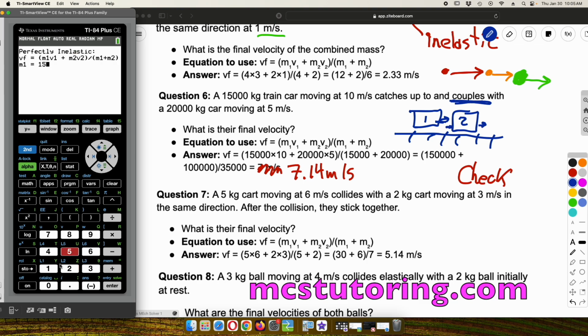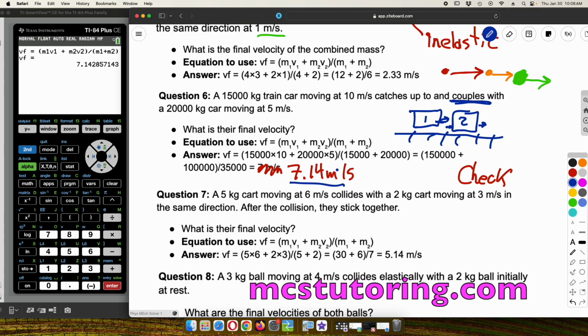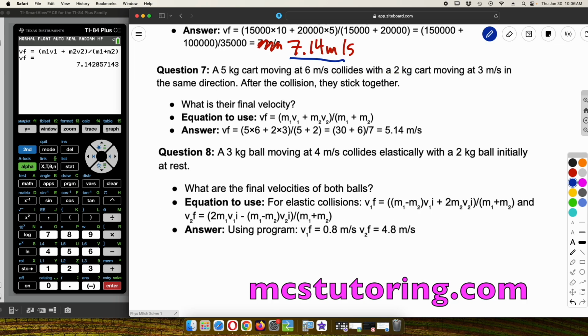So M1 is 15,000. Check the zeros here, 3 zeros here, 3 zeros here. I think we're cool. M2, oh man, that's 20,000 kilograms. Okay, I hope I have the right number of zeros. V1 is 10, and they're moving in the same direction. If they said opposite, one of these signs would be negative. So V final is 7.14, and I did check that. I put this here to check because I thought something was wrong. Okay, in any case, we're going to move on.